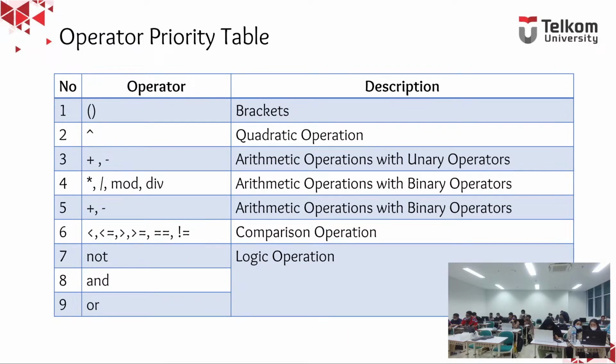Next, because we have so many operators, there is priority. If we want some operator to be executed first, we need to define it inside brackets. Then quadratic after that, then plus and minus, and here multiplication, divide, mod, and so on. The logical operation priority is after arithmetic operation.